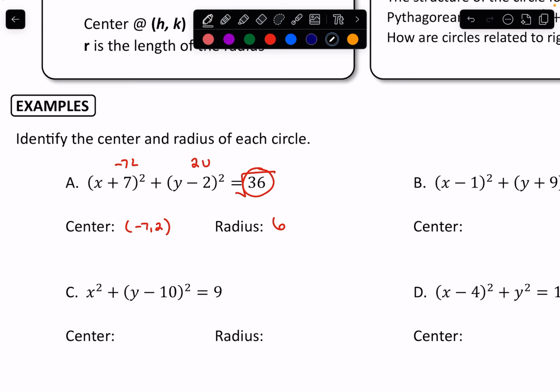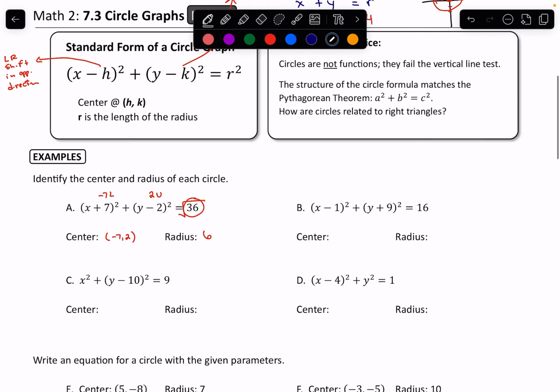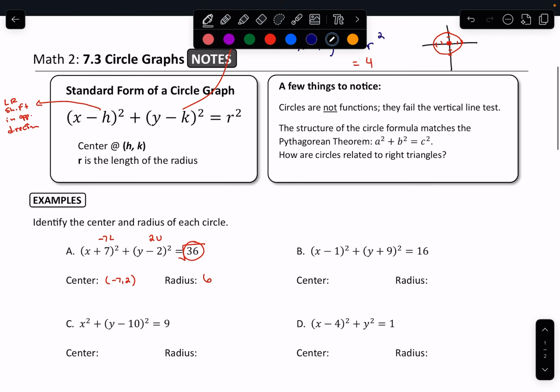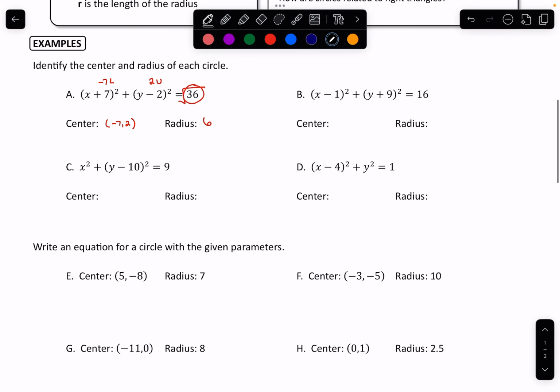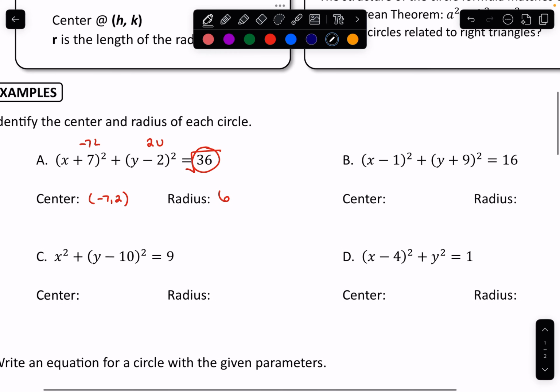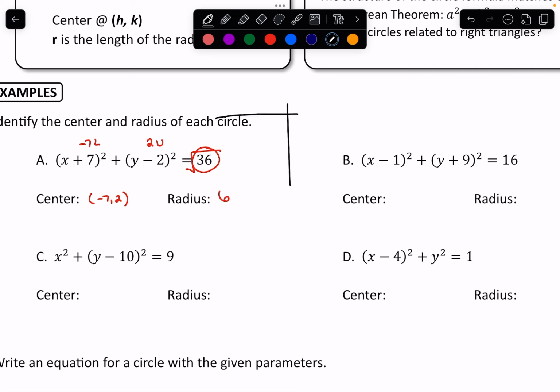And if I wanted to graph that, do I have a spot here where we didn't give you enough space to graph these? If I were to graph that, I would go -7 to the left. Whoops, I want this down here. I would go 1, 2, 3, 4, 5, 6, 7. I would go up 2. That would be my center.